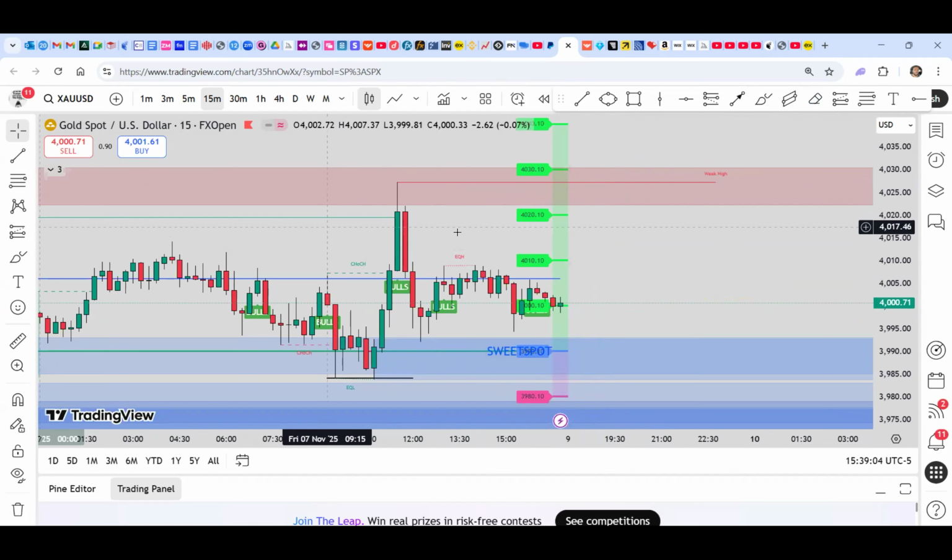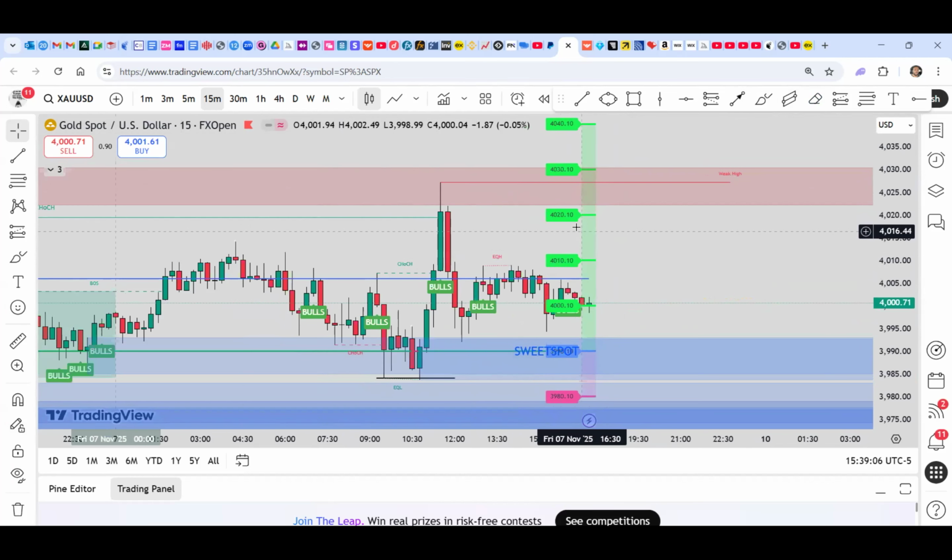Yeah, excellent. Now let's talk about risk for a minute. How much were you risking on the prop firm? I personally risk between 0.5 to 1%. I don't like risking more than that.